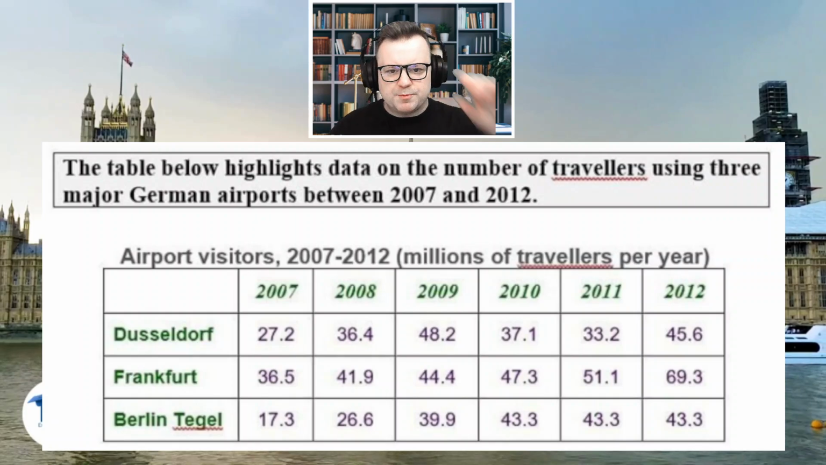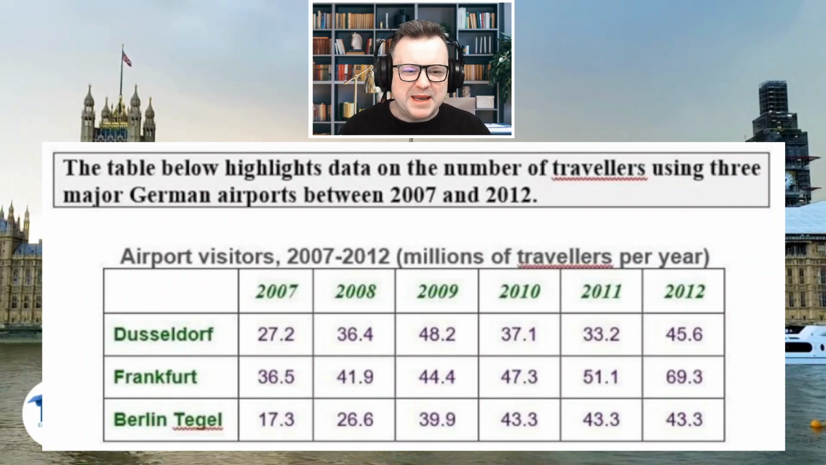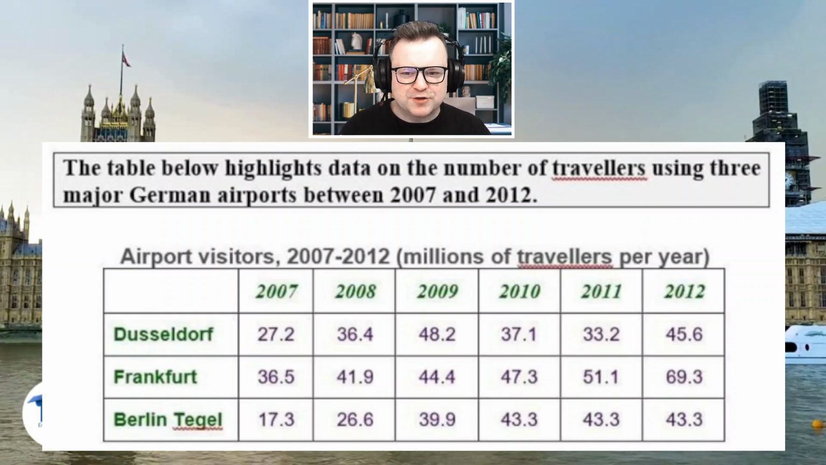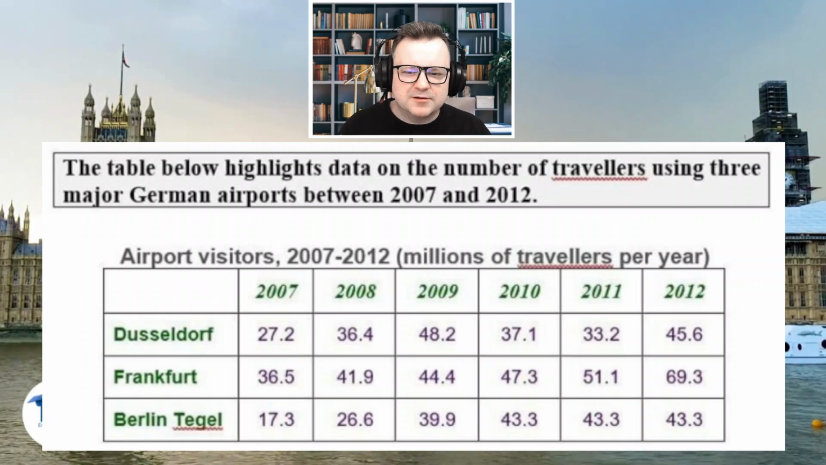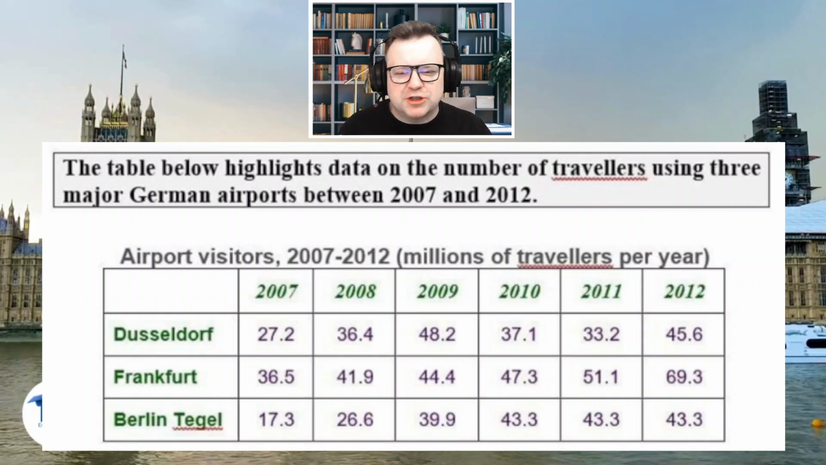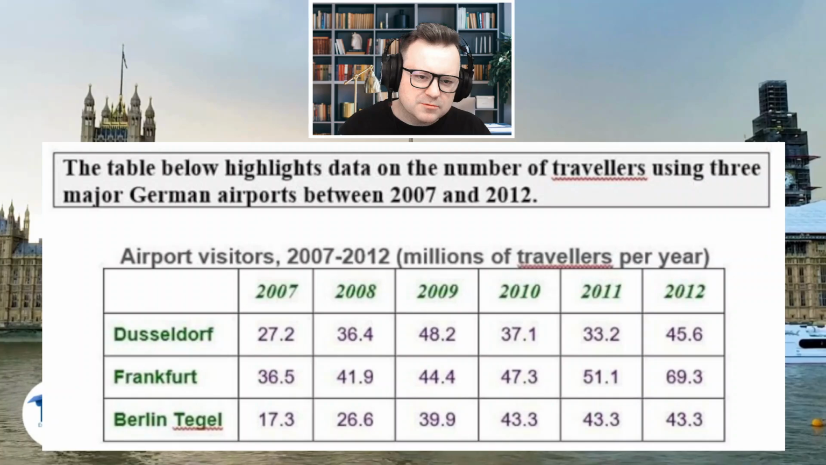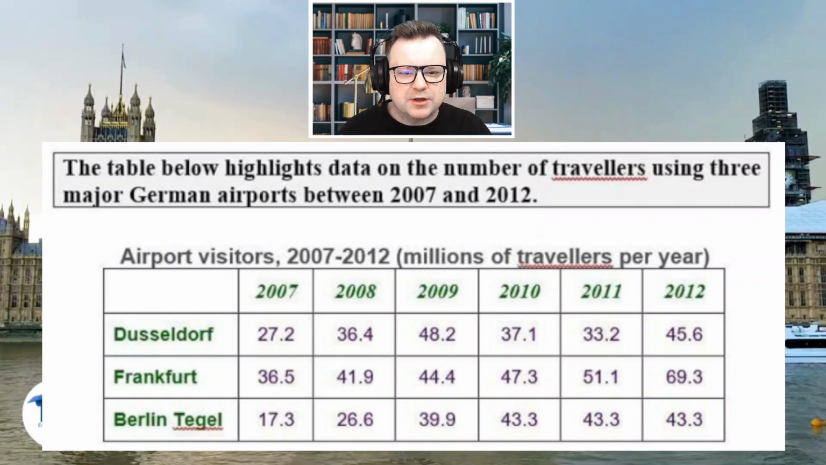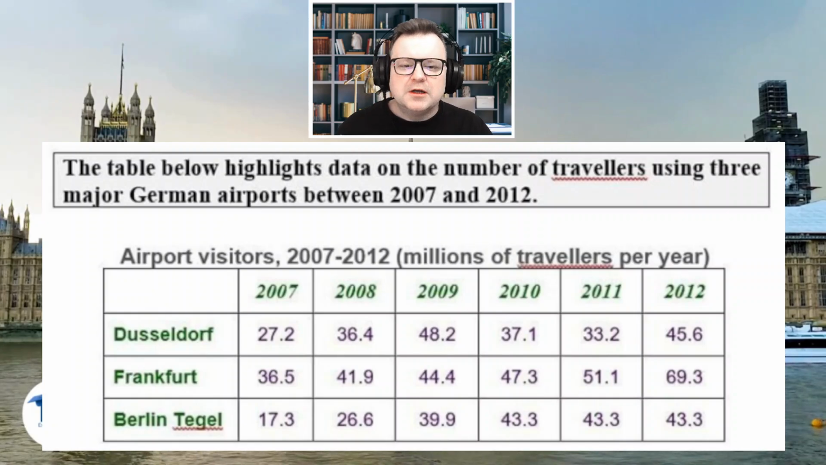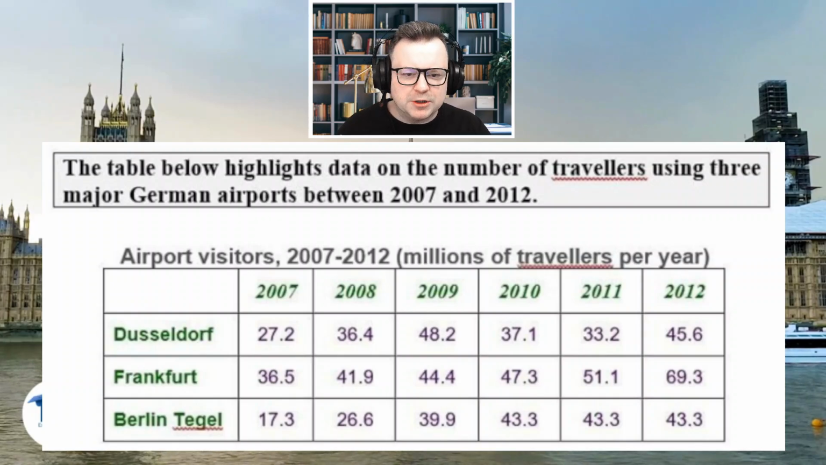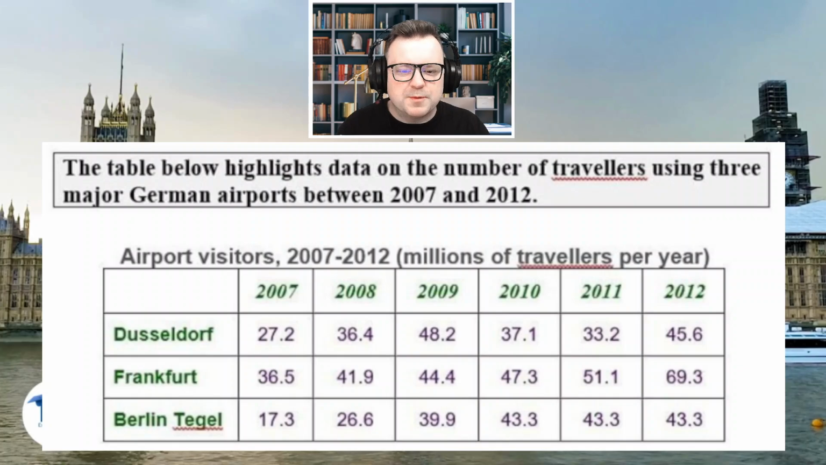So my introduction would be a very direct, blatant paraphrase of the table below highlights data on the number of travellers. Something like the table gives information about how many travellers used 3 different airports in Germany between 2007 and 2012. The airports are Dusseldorf, Frankfurt, and Berlin. That would be my introduction.